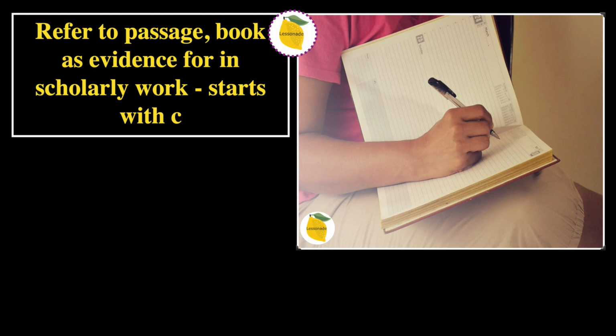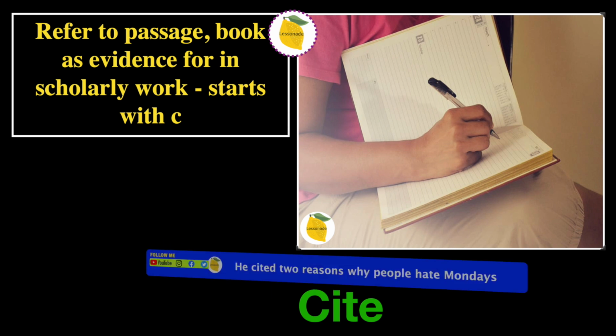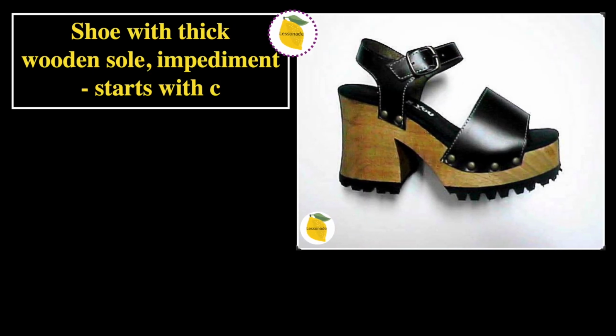The next definition is refer to passage, book as evidence for in scholarly work. Starts with C. In this picture, we can see someone writing in a diary. So the word will be cite. The sentence is, he cited 2 reasons why people hate Mondays.